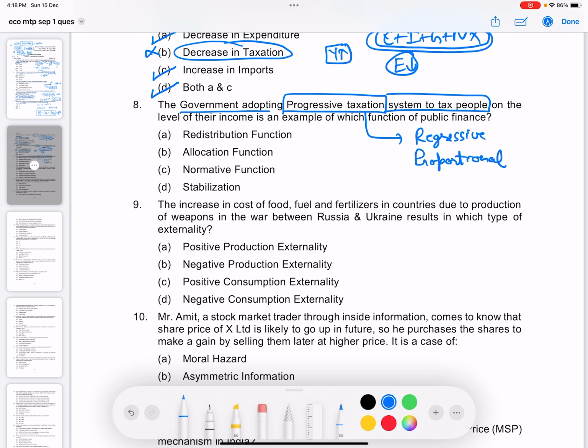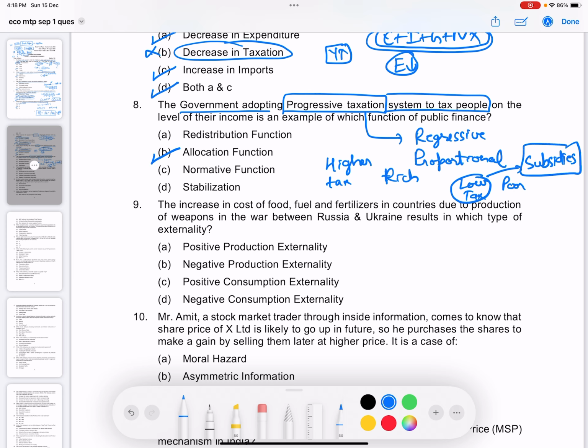On the level of income is an example of which type of public finance. So in progressive taxation, what happens is they charge a higher tax rate to rich individuals and a low tax rate to poor individuals. Or even if the tax is not there, it might be the case that they are giving subsidies, which is negative of tax. That is, they are paying money to the poor.